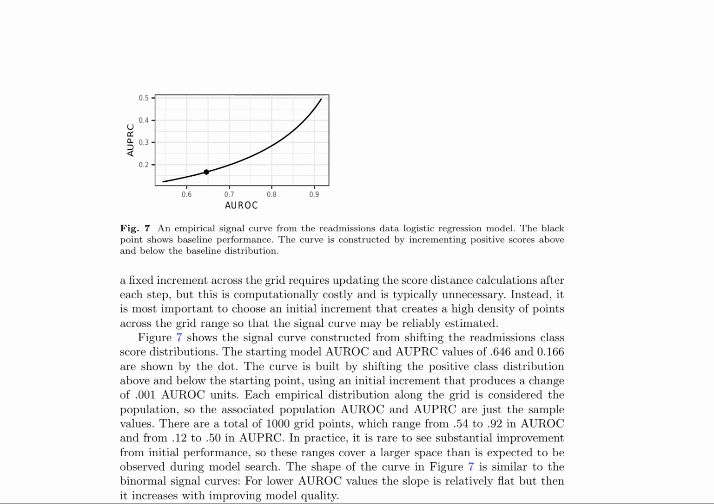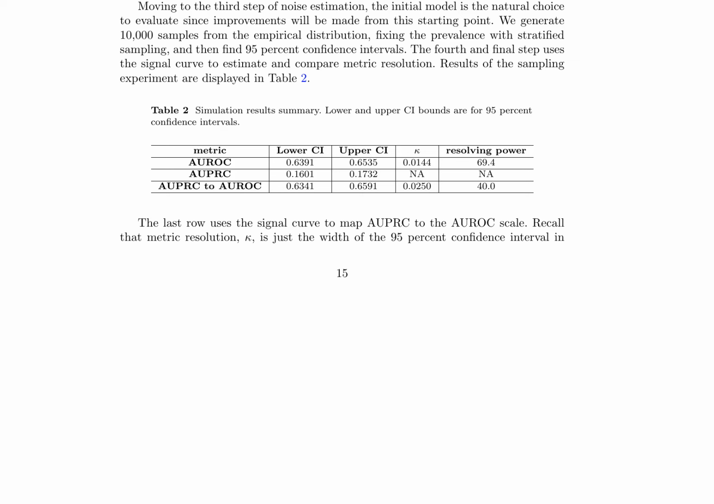The curve's shape resembles binormal signal curves, where the slope increases with improving model quality. The noise estimation process is then outlined, with the initial model serving as the natural choice for evaluation, as improvements will be made from this starting point. This involves generating 10,000 samples from the empirical distribution, fixing the prevalence with stratified sampling, and calculating 95% confidence intervals. The final step utilizes the signal curve to estimate and compare metric resolution.